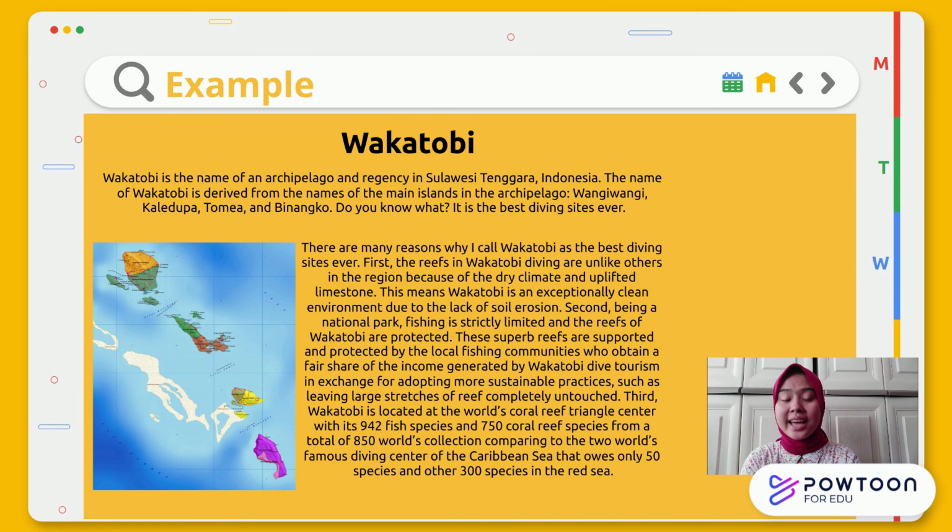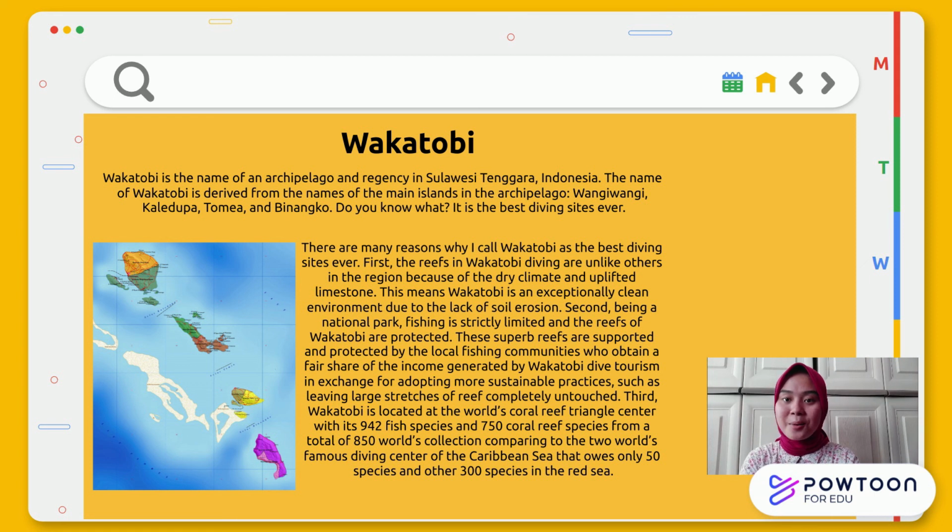Now, let's take a look at the example of descriptive text. We got a descriptive text right here that talks about Wakatobi. Please read the text for 5 minutes. Have you done reading the text? Now, let's review the text.